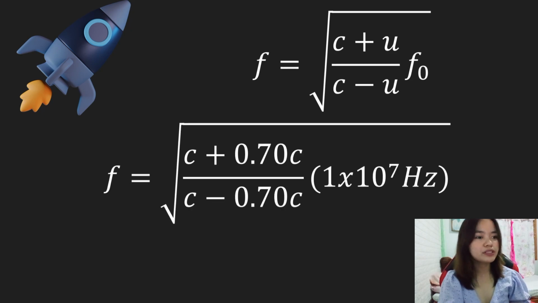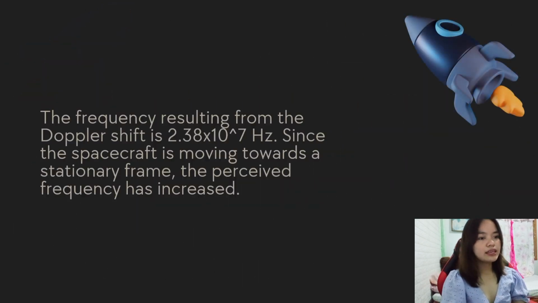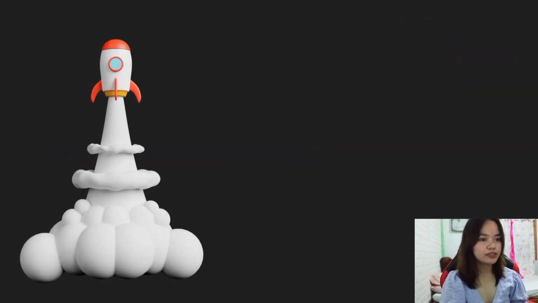Using that formula, we will substitute the given values and we will have f equals square root of (c plus 0.70c) over (c minus 0.70c) multiplied by 1 times 10 raised to 7 Hz, and we will have f equals 2.38 times 10 raised to 7 Hz. The frequency resulting from the Doppler shift is 2.38 times 10 raised to 7 Hz. Since the spacecraft is moving towards a stationary frame, the perceived frequency has increased.